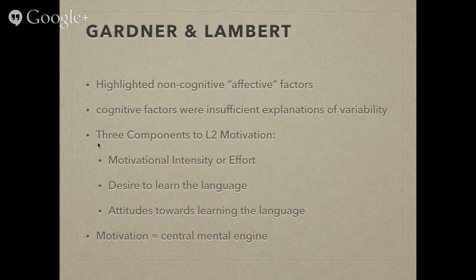So when we think about Gardner and Lambert, and this is kind of more Gardner in a sense, basically what they did was they highlighted non-cognitive or affective factors. Okay. So things like emotions essentially would be affective factors. So emotions towards or attitudes towards the L2 and the L2 community. Okay. So they viewed the cognitive factors that the cognitive revolution in psychology viewed as all important, they kind of viewed those as insufficient for explaining variability.